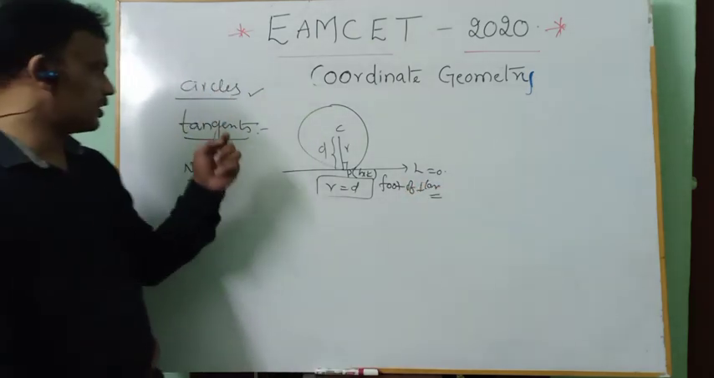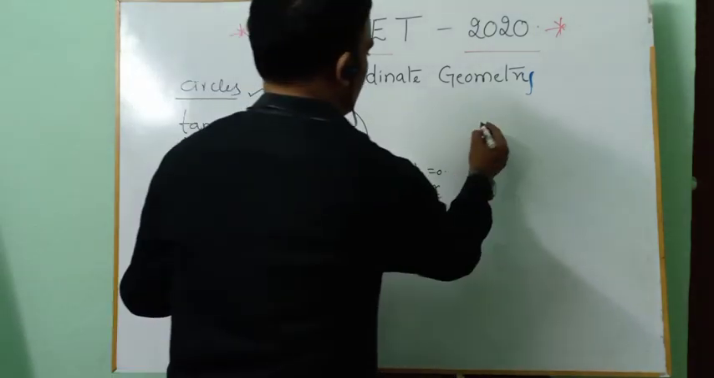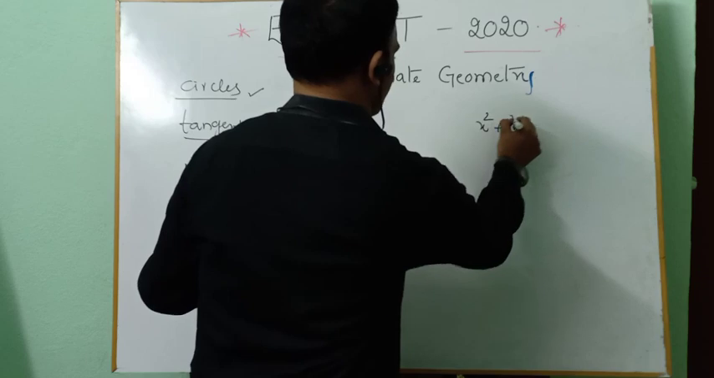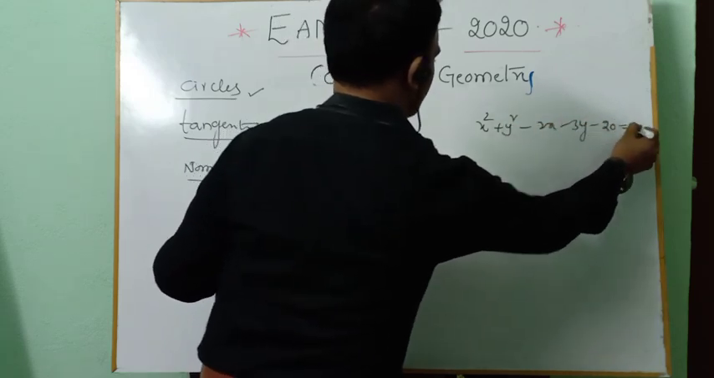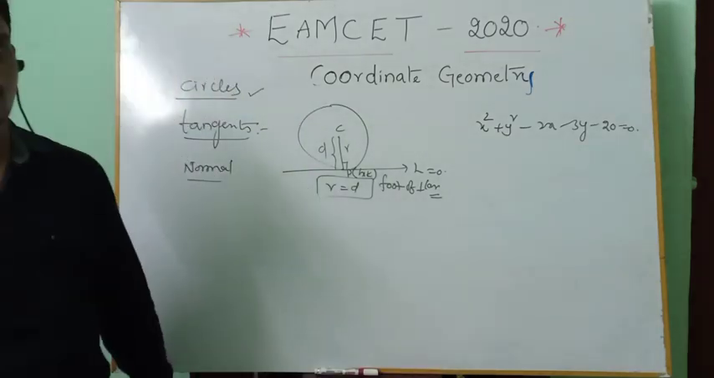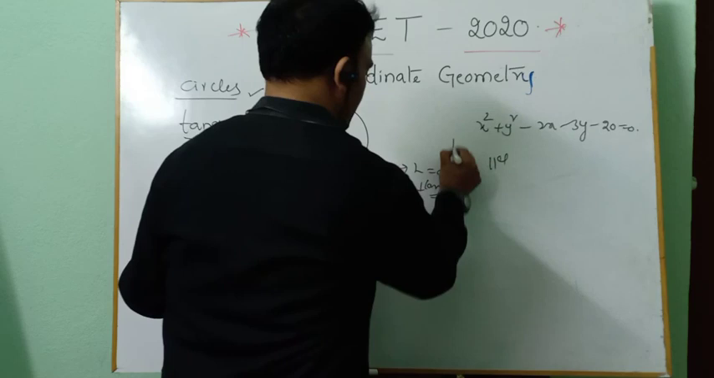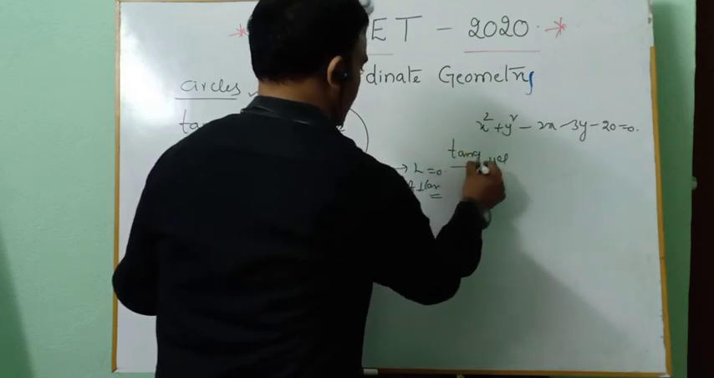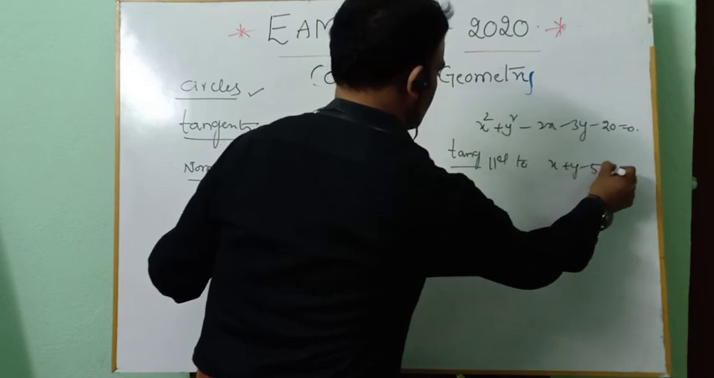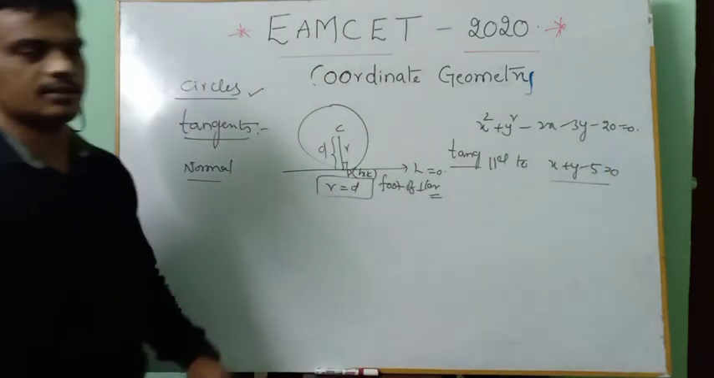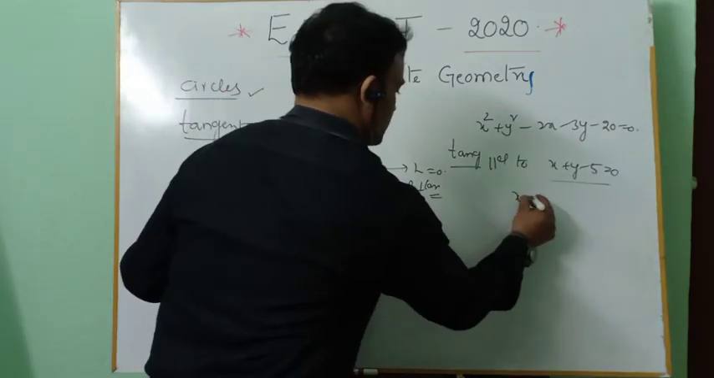Okay, so please focus on the tangent concepts, and sometimes they are going to give questions like this. Suppose the circle is x square plus y square minus 2x minus 3y minus 20 equals 0. Find the equation of the tangent to the circle, where the tangent is parallel to x plus y minus 5 equals 0. You will get this type of question. Okay, yes. So what is the equation of the line?